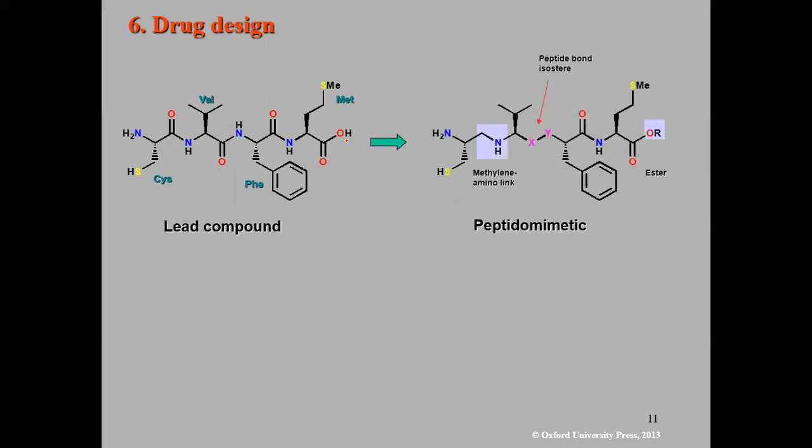So, what can we do? We can take the lead compound and try to design drugs based on it. This is our lead compound, a tetrapeptide with cysteine, valine, phenylalanine, and methionine. What they did was develop a peptidomimetic inhibitor. As the name implies, it looks like a peptide, but it is not a peptide. They used groups to mimic the peptide, with modifications carried out to remove the peptide nature.